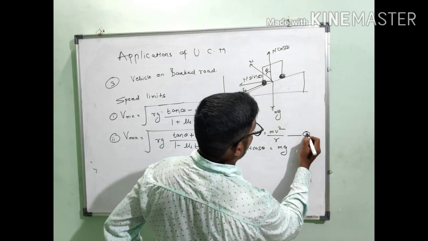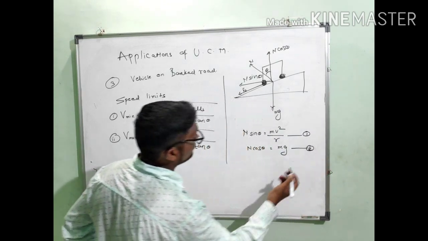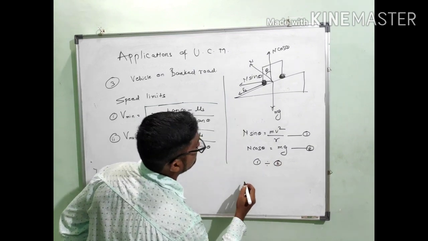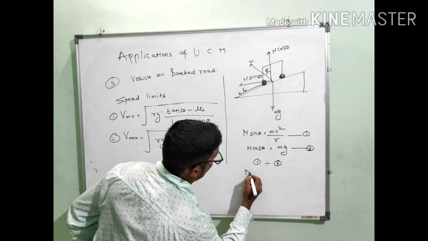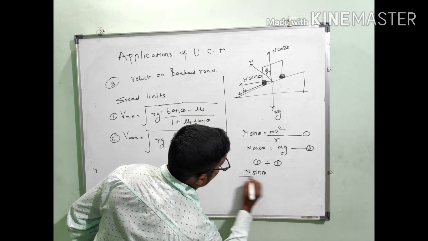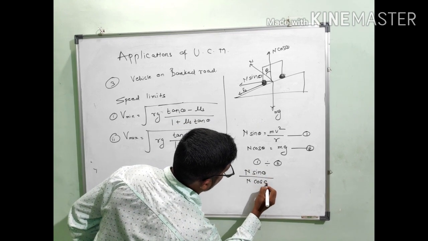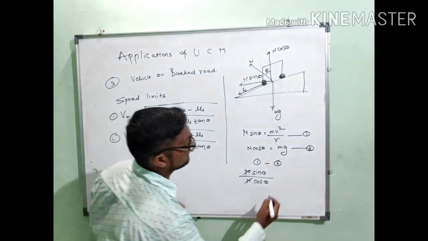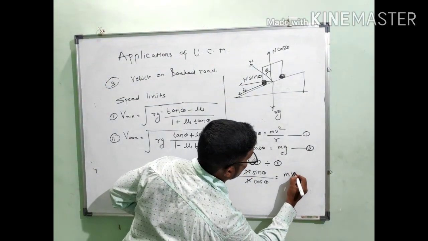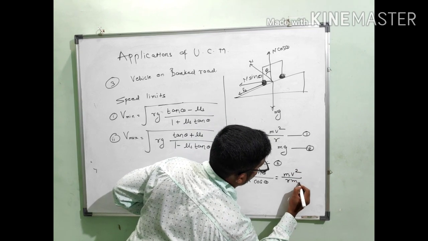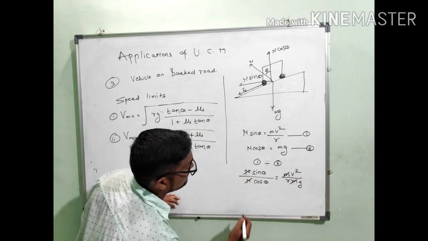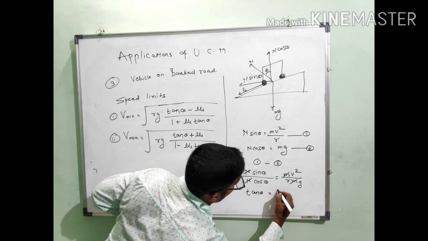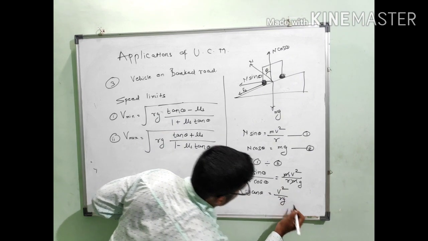This is equation number 1, this is equation number 2. So dividing equation number 1 by 2, N sin theta upon N cos theta is equal to mv square upon r mg. Here sin theta upon cos theta is what? Tan theta, which is equal to v square upon rg.